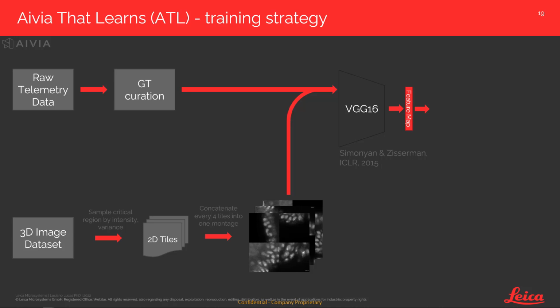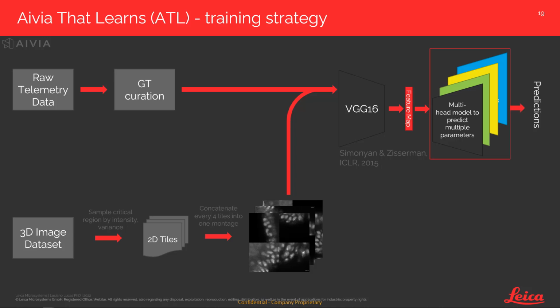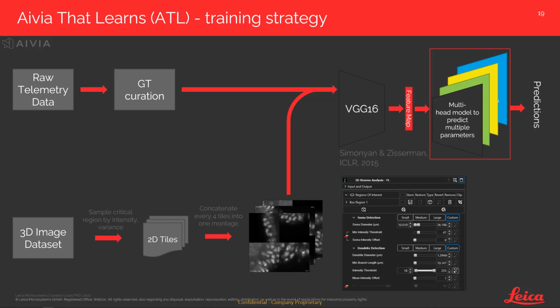This feature map or image fingerprint looks like a barcode, and you cannot come back from it to a real image. So it's anonymized at that point. That image fingerprint, together with the parameters, is what we use to train the predictive models for the right combination of parameters that Aivia can then use to populate the recipe autonomously.